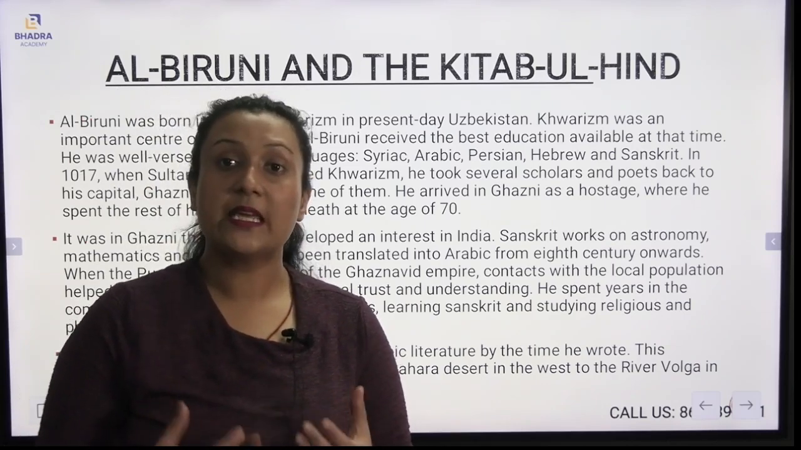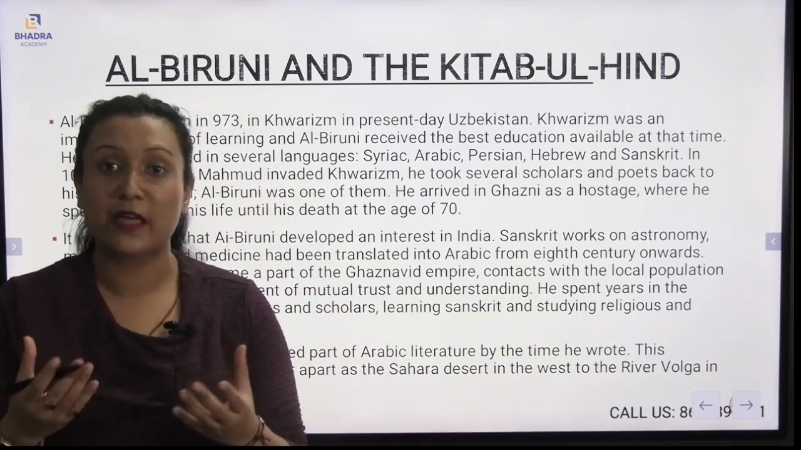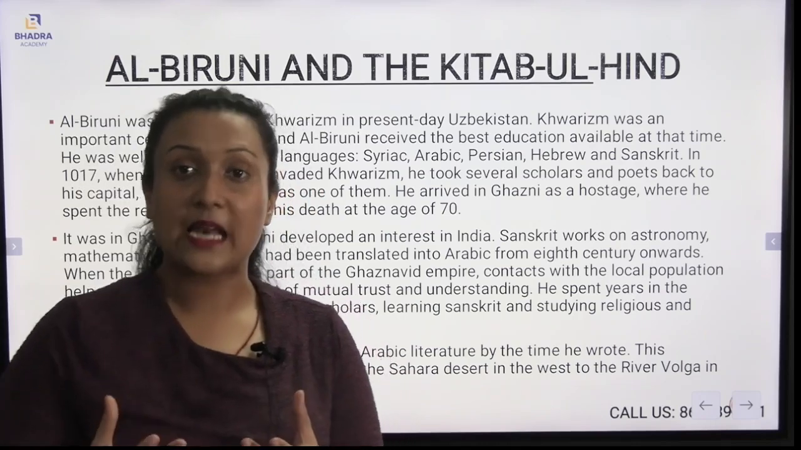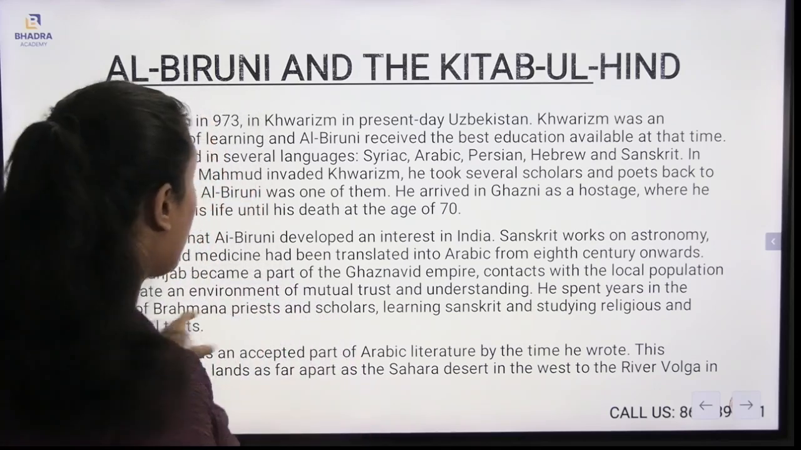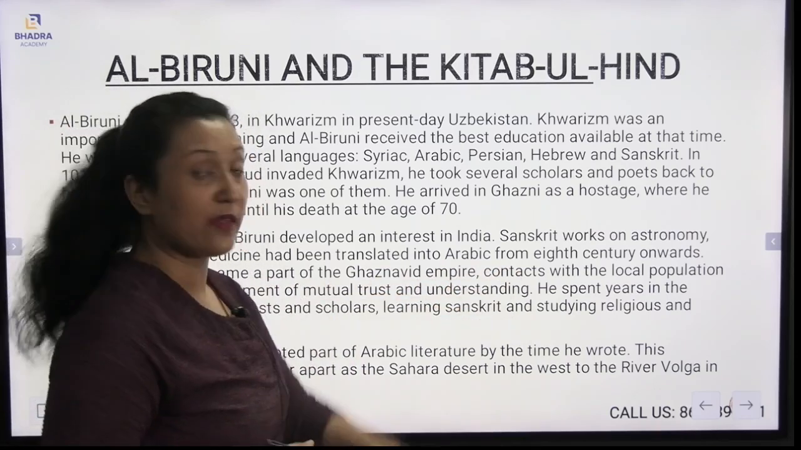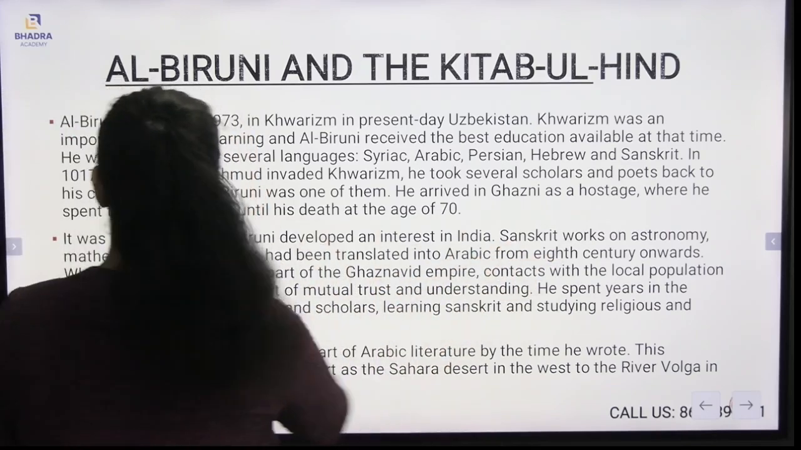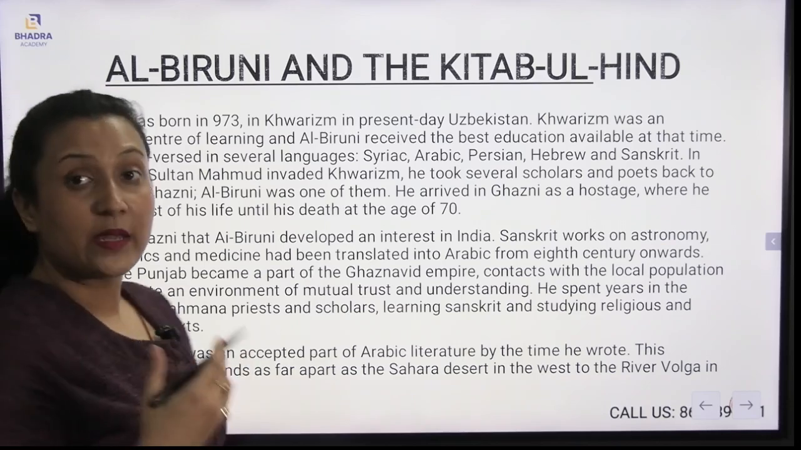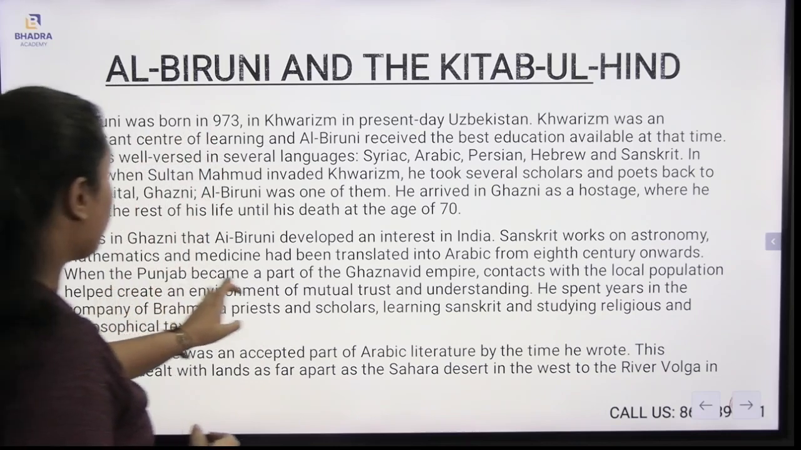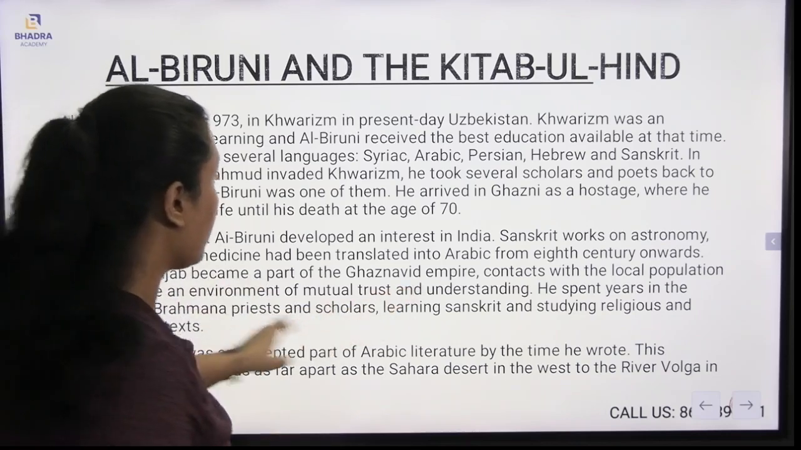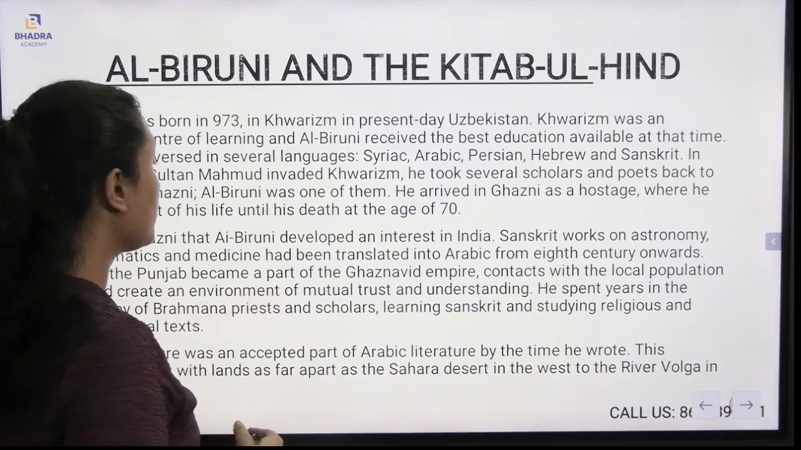During that time he came to know a lot about India. On astronomy and medicine, most of the works were in Sanskrit, and they were translated into Arabic in the 8th century. Most of the books on astronomy, mathematics, and medicine were translated into the Arabic language first of all. And second, when the Punjab became a part of the Ghaznavid Empire, contacts with the local population helped create an environment of mutual trust and understanding.